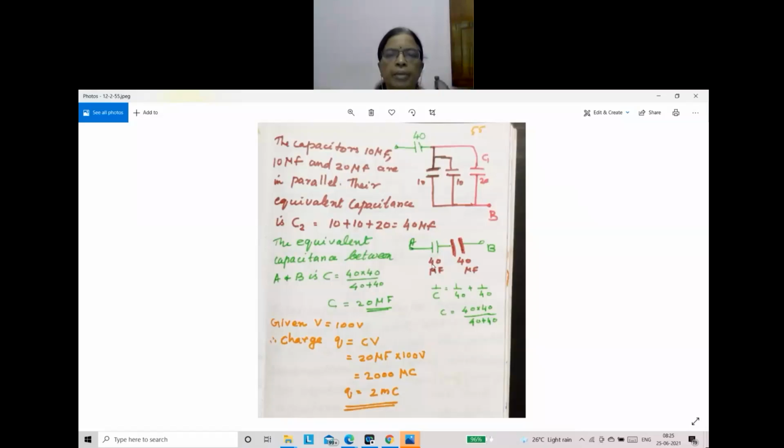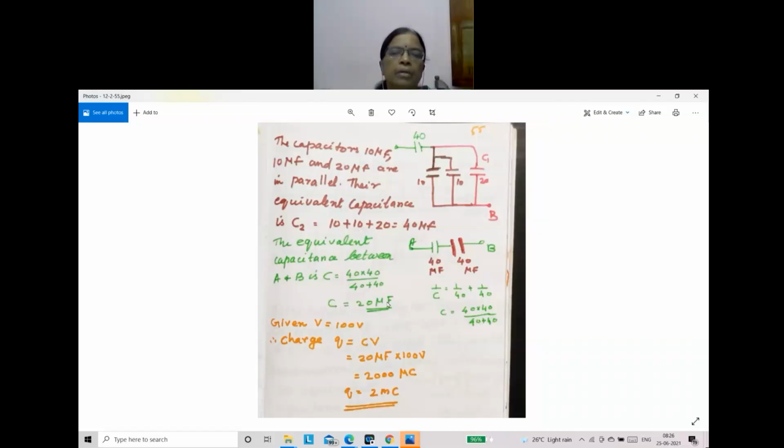40 and 40 are connected in series. Positive plate, negative plate, positive plate, negative plate. So they are connected in series here. So 40 and 40 in series. We can use the formula 1 by C equals 1 by C1 plus 1 by C2, 1 by 40 plus 1 by 40 equals 40 into 40 by 40 plus 40. So the capacitance we got is 20 microfarad.